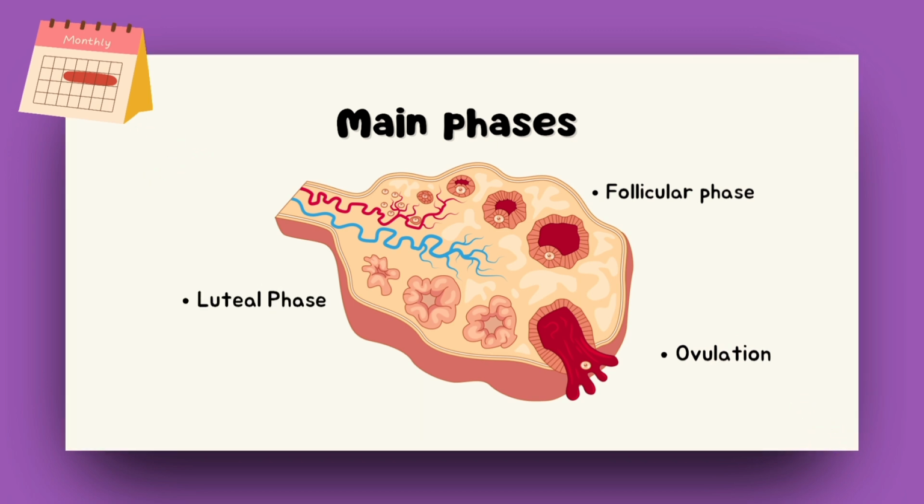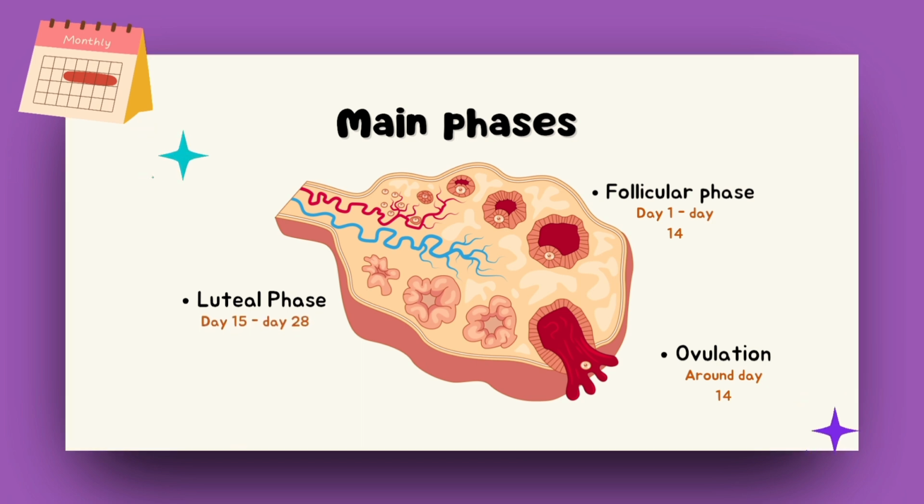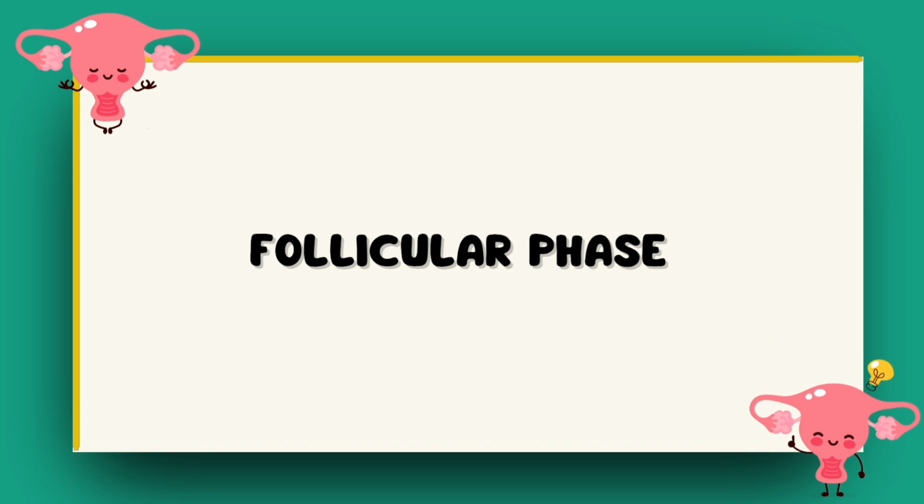The follicular phase takes place from day 1 to 14 of the cycle. Ovulation takes place around day 14 and the luteal phase takes place at 15 to 28 days. In the follicular phase, several follicles begin to grow. One becomes dominant, preparing for ovulation while the uterus rebuilds its inner lining.